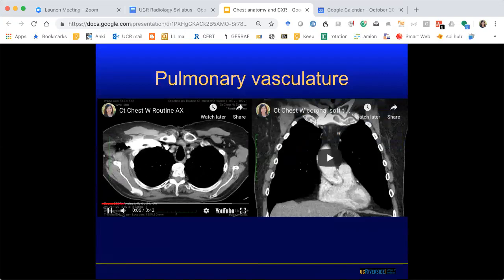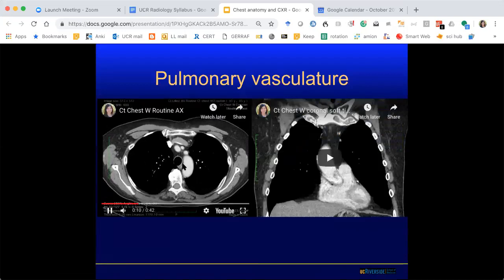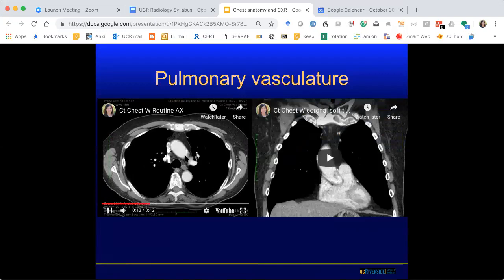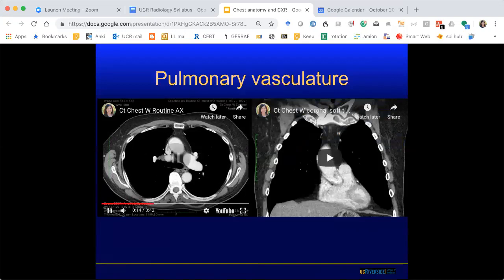What are the great vessels? 3. Good. And what are they? What are the 3 great vessels that arise from the aorta? Yeah, brachiocephalic. Any other? Left common, yeah. So left common carotid and then left subclavian. Good. So what is the structure here?